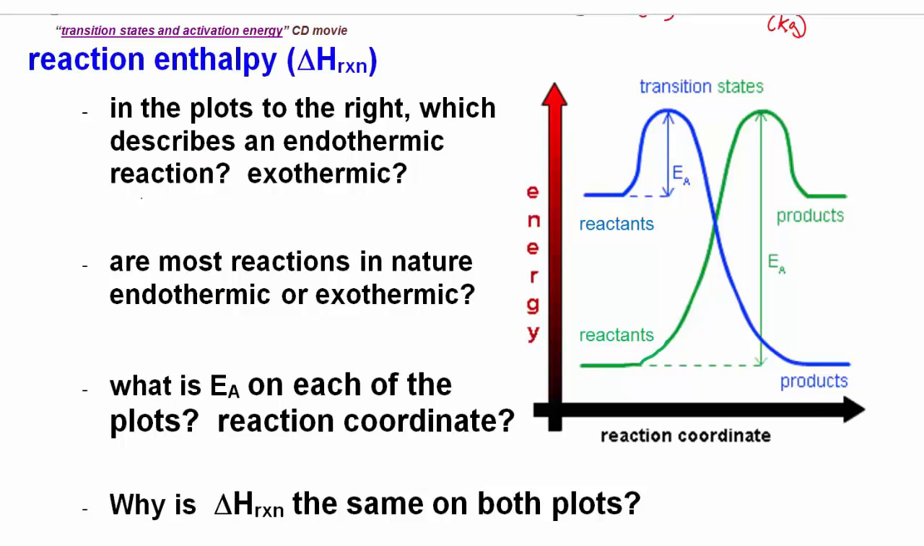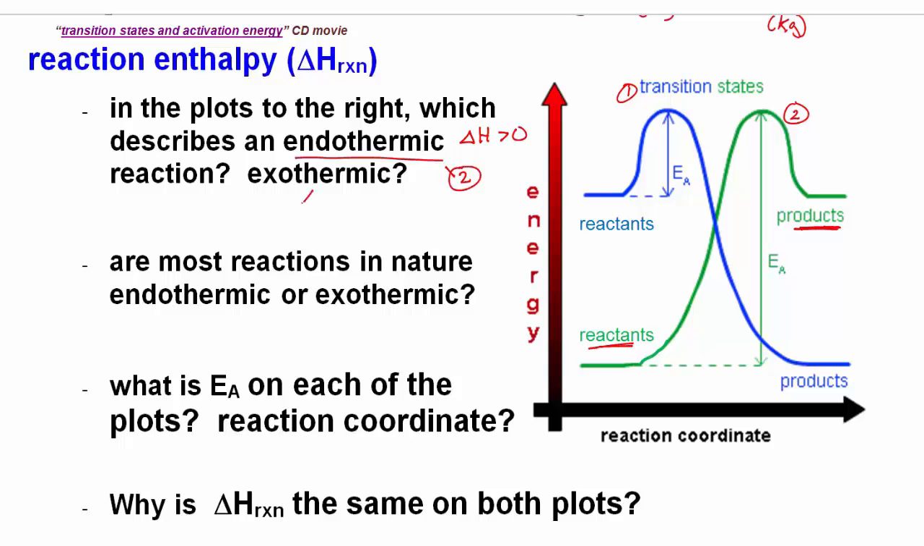In the plots to the right, which describes an endothermic reaction and which describes an exothermic reaction? So let's call the blue one reaction 1 and the green one reaction 2. Endothermic. Remember what that meant? That meant that the enthalpy was greater than 0. It was positive. So the reactants had to absorb energy to become products. The products are at a higher energy. If the reactants are low and the products are at a higher energy, that would be reaction 2.